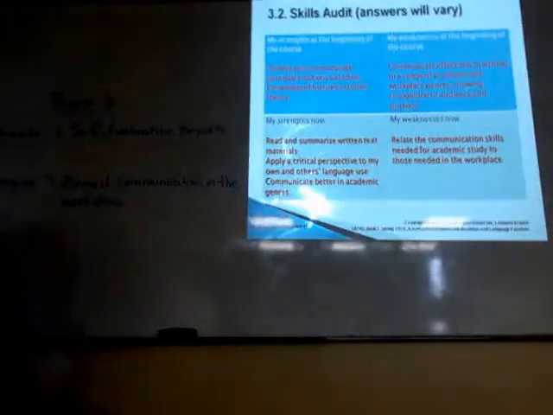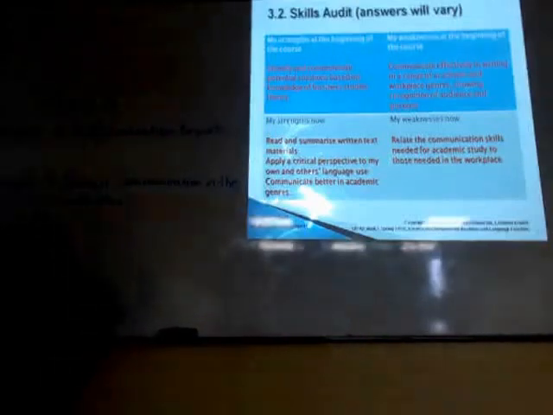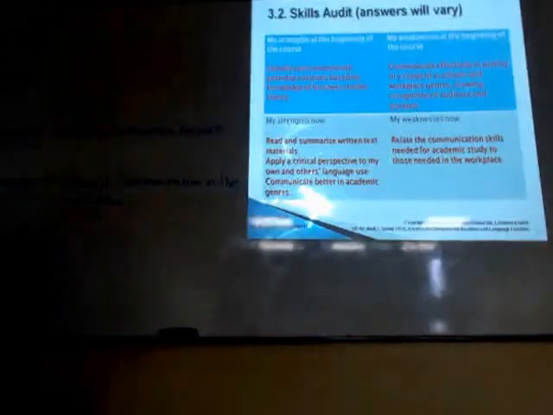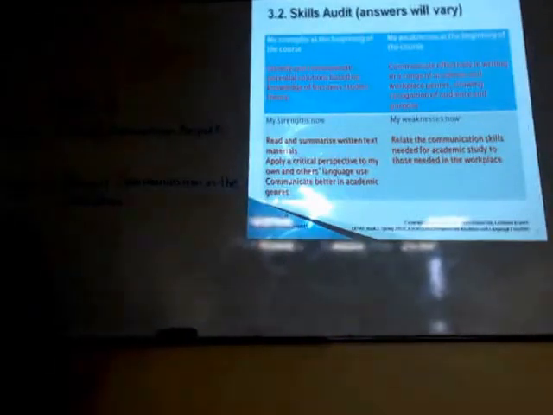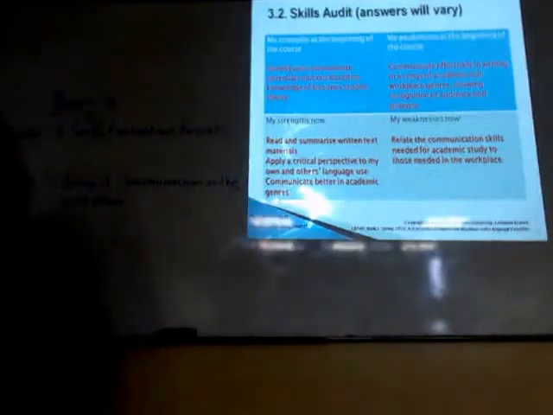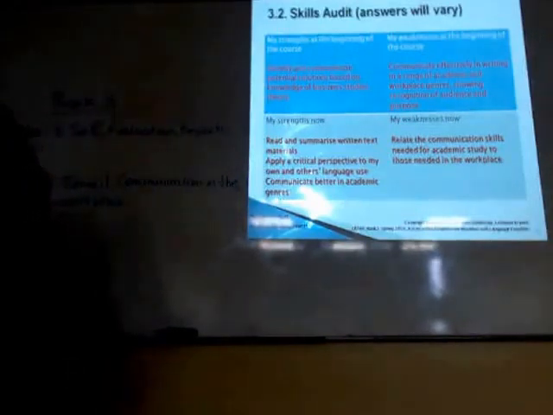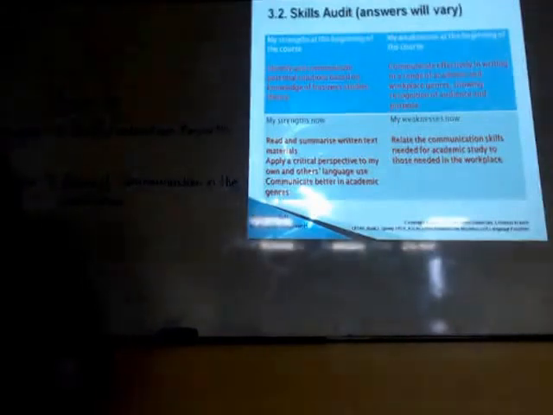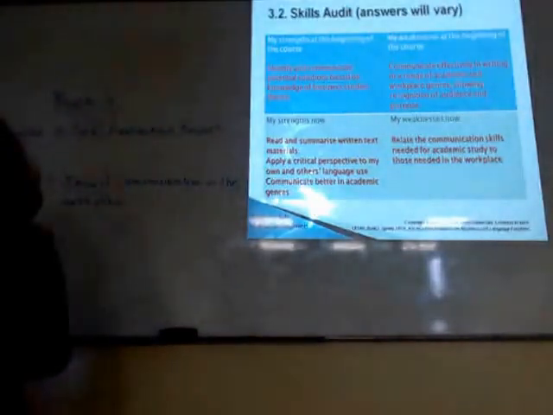Whereas the weaknesses, he had a weakness in communicating effectively in writing in a range of academic and workplace genres, showing recognition of audience and purpose. This means the student didn't know how to differentiate between writing in the workplace and writing at university, and how to recognize the different audiences, and based on the audience change the tone of the writing.